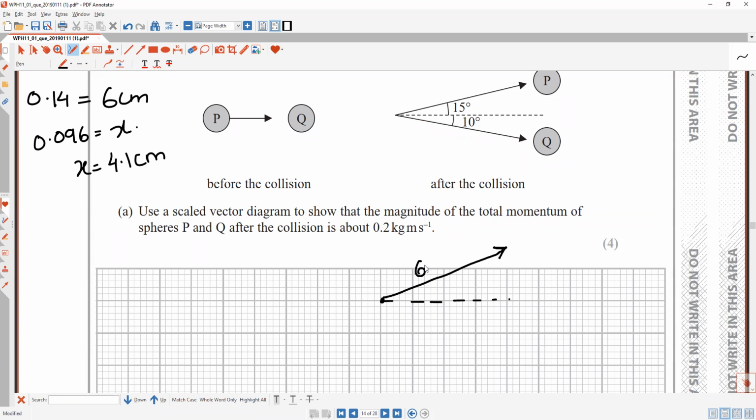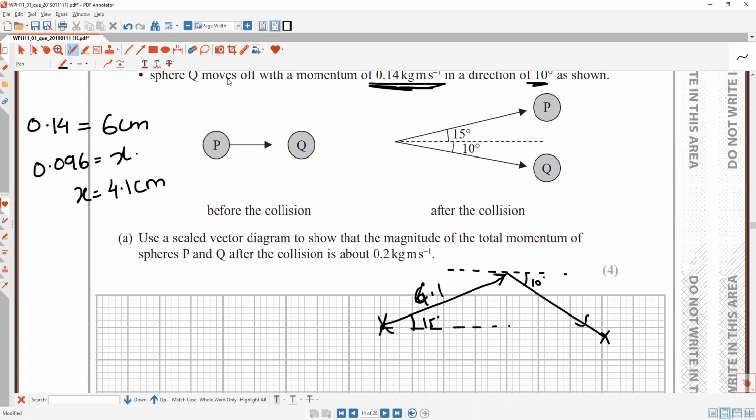So I will draw how much? Not 6 centimeters, 4.1 centimeters. But I'm not going to write 4.1 centimeters, I'm going to write 0.096. Then here also I'm going to draw an imaginary line, and from here, 10 degrees, like this. Then I will join this line with this line. All of you got that? This is 15 degrees, and this is 10 degrees. Clear? I'm matching it completely with the main diagram. First of all, online everyone, rough diagram, all of you understood? Fine. Let's continue.